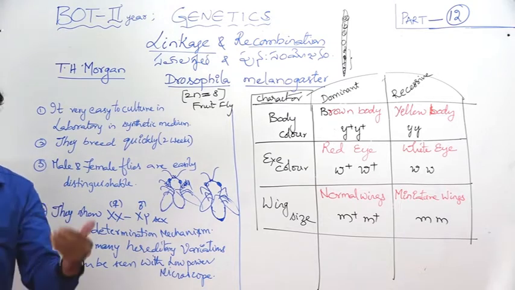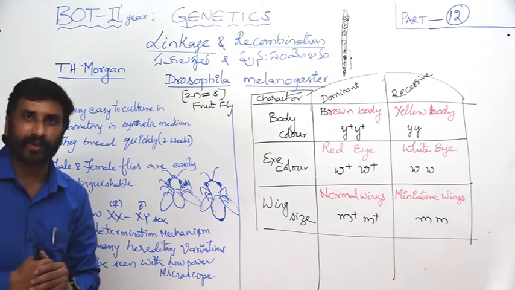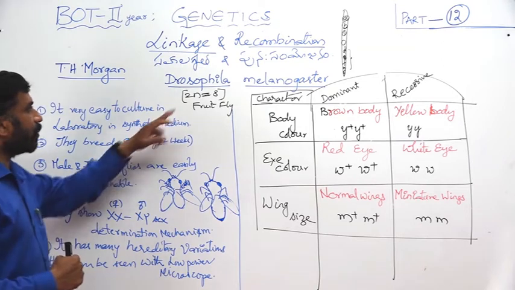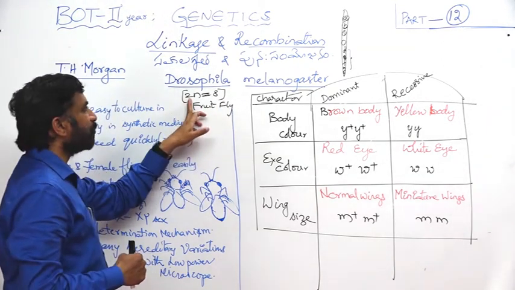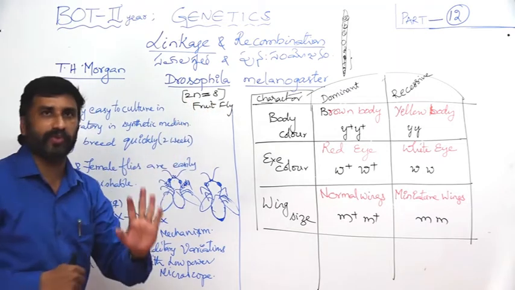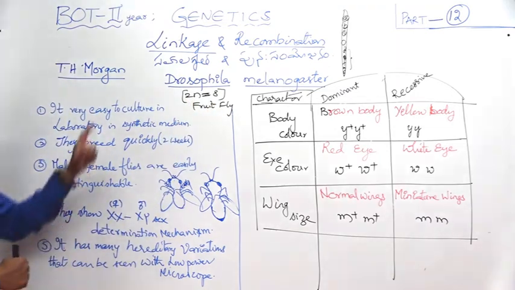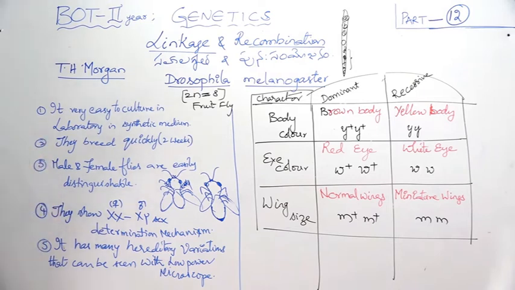Okay, so Drosophila melanogaster is commonly known as the fruit fly, and it's a diploid insect which contains 8 chromosomes, right? So why did Mendel select this Drosophila melanogaster for his experimental work?